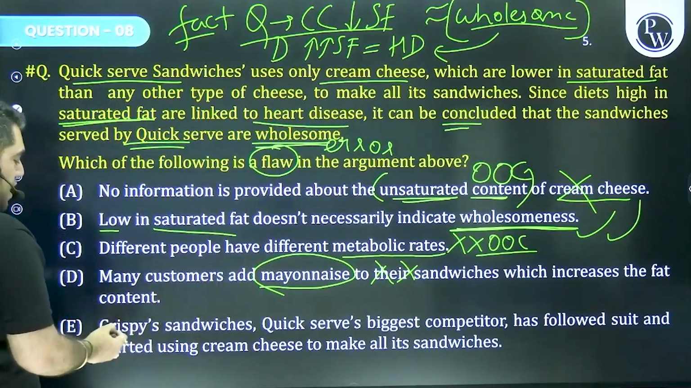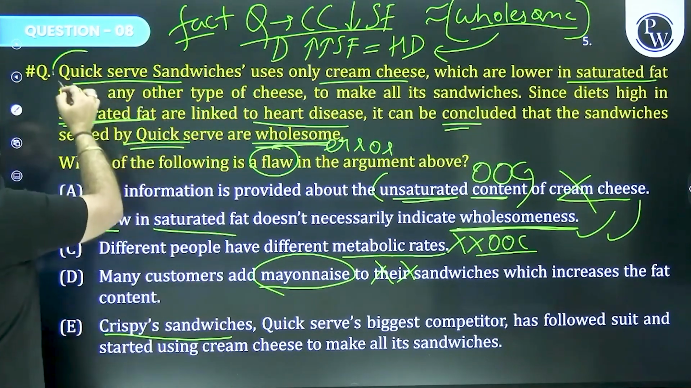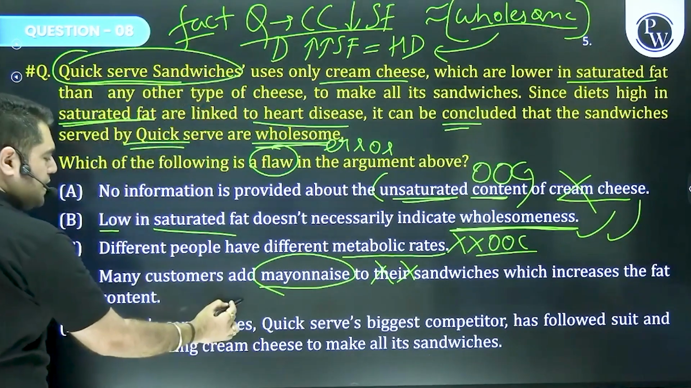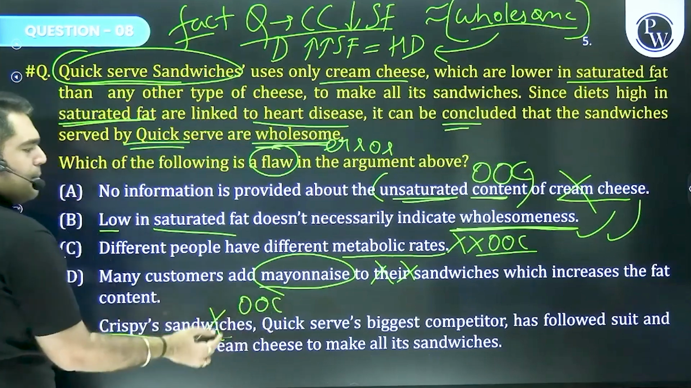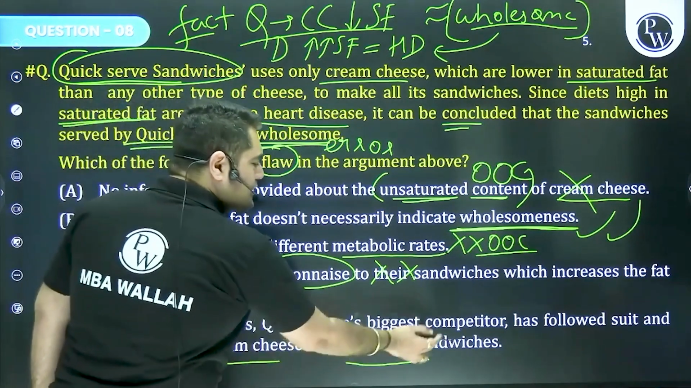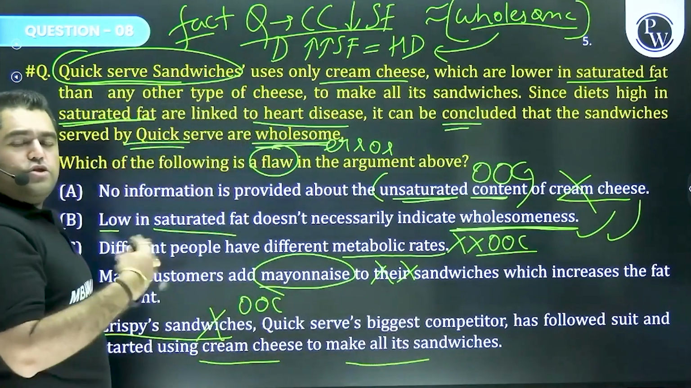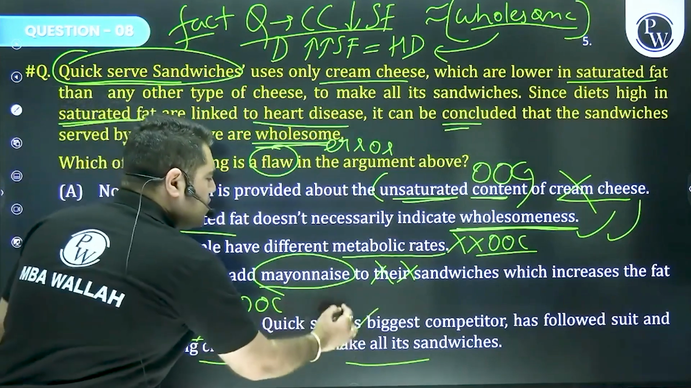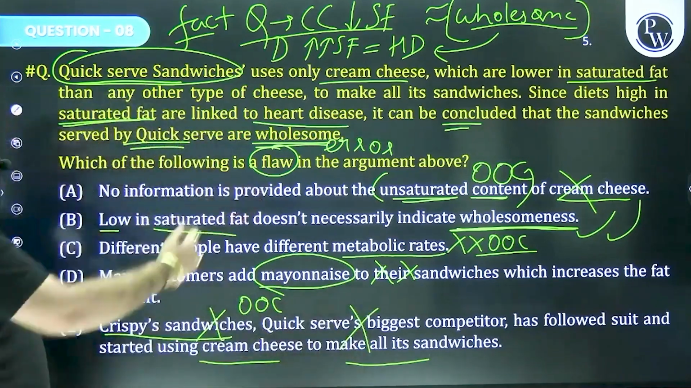Crispy sandwiches. Wah ji wah. You're talking of quick serve sandwiches and now it introduces crispy sandwiches. Reject, out of context. Biggest competitor has followed suit and started using cream cheese to make all his sandwiches. So what, brother? We are using cream cheese. They are also using. How is this a flaw? This is no flaw. This is just a comparison. Reject. What's left? Answer option B.